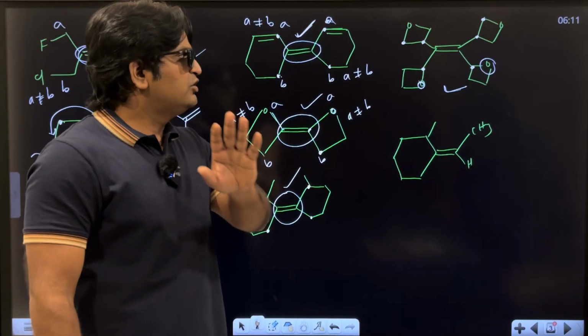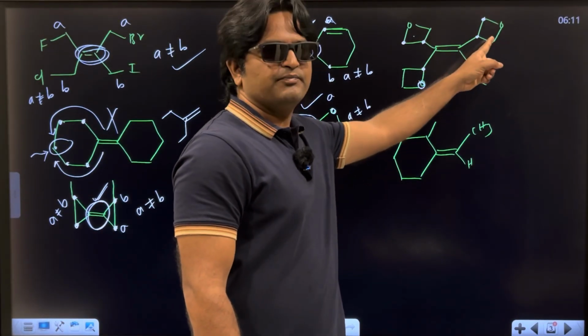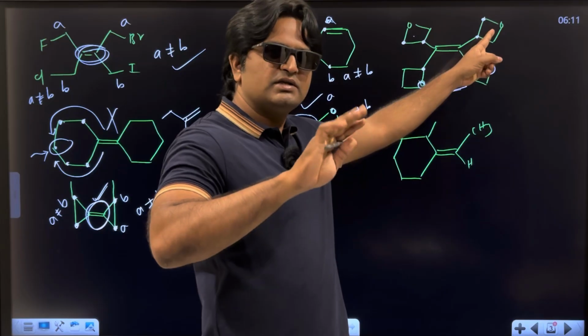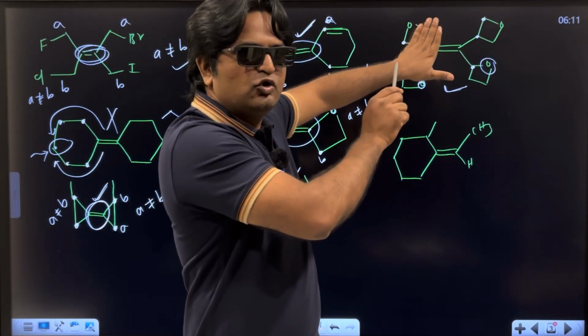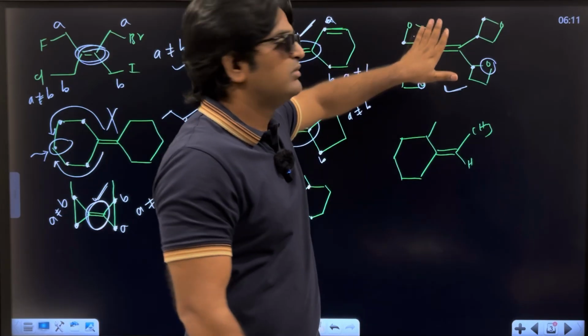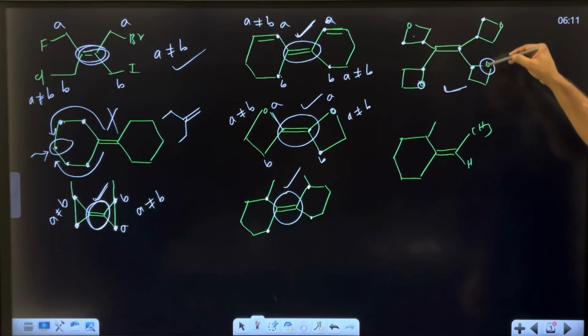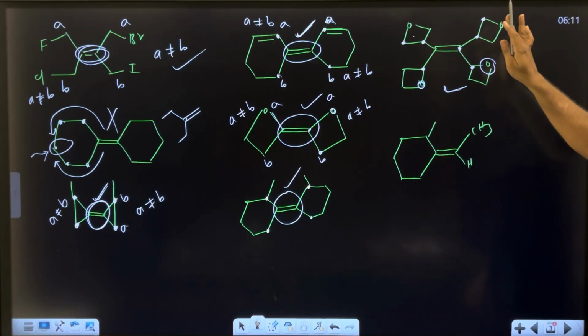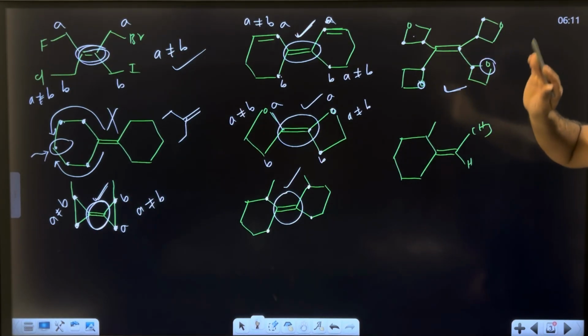Once again, you remember this point. Actually, these two are looking like the same. Whether both groups are same or different, that is not the problem. Always you compare groups on the same sp2 carbon atom. First you complete the groups on this sp2 carbon atom. These two groups are different. Okay. And here these two groups are different. That molecule can show geometrical isomerism.